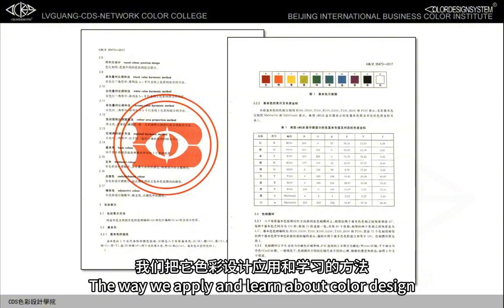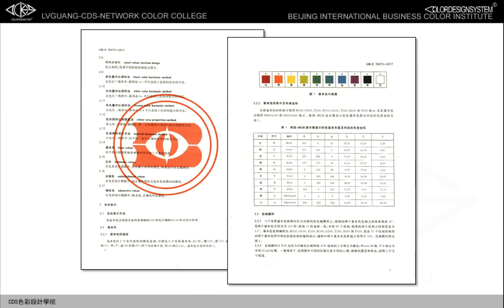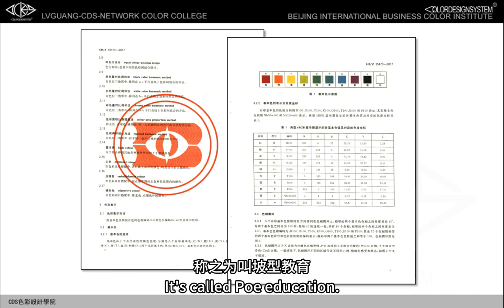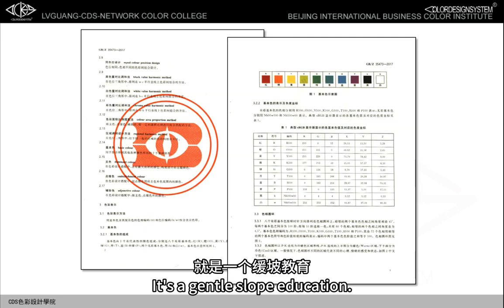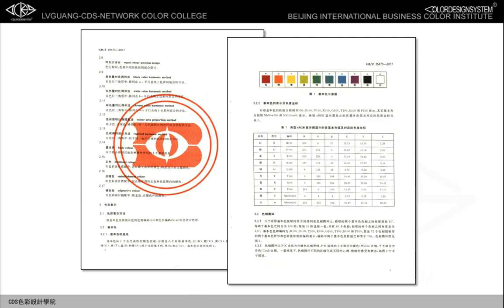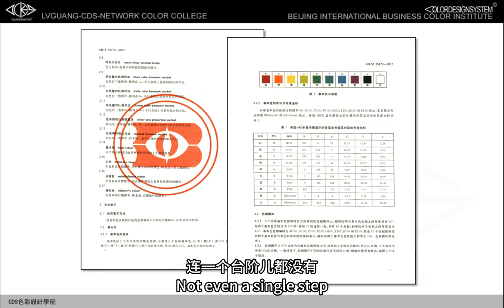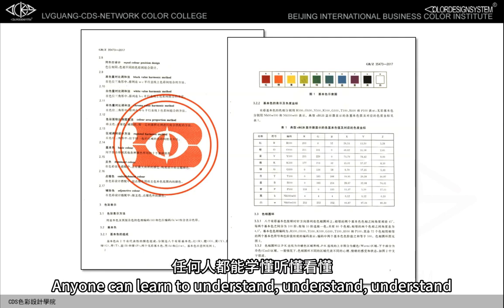The way we apply and learn about color design is called pole education. It's a gentle slope education. Not even a single step. Anyone can learn to understand.